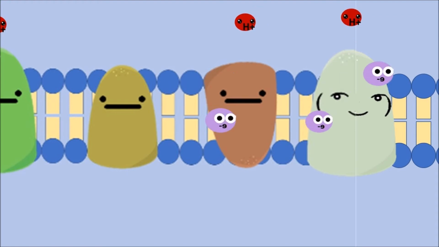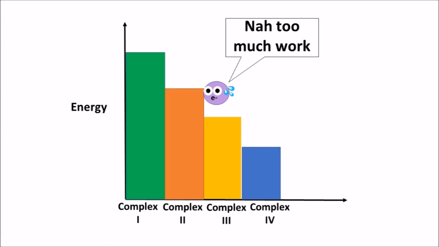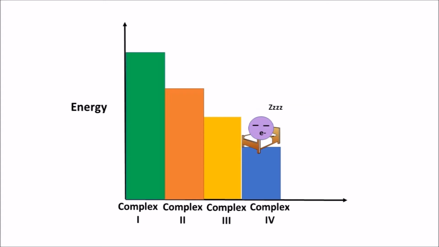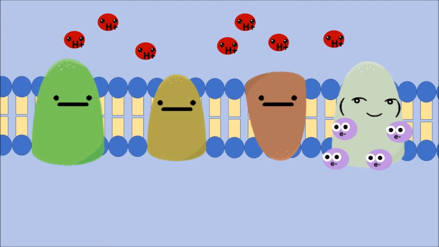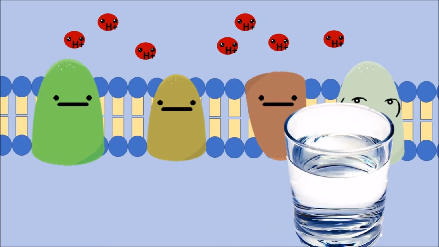You may have noticed how lazy electrons are. Not only do they need a shuttle to get between complexes, but they also want to be in the lowest energy state possible, so they go through the entire chain just to get to complex 4. But their journey isn't over yet. In order to prevent clogging, oxygen takes complex 4's electrons, along with other protons, to form water.